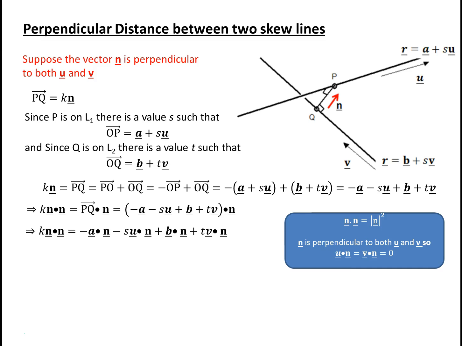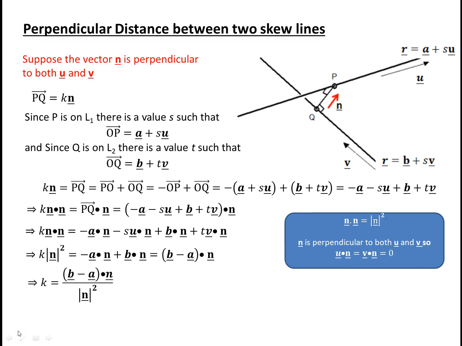So we've now got the left hand side just becomes k times the length of n squared, and the right hand side just becomes minus A dot n plus B dot n, or in other words, (B minus A) dot n. And this enables us to say that k must be the scalar product of (B minus A) dot n divided by the length of n squared.